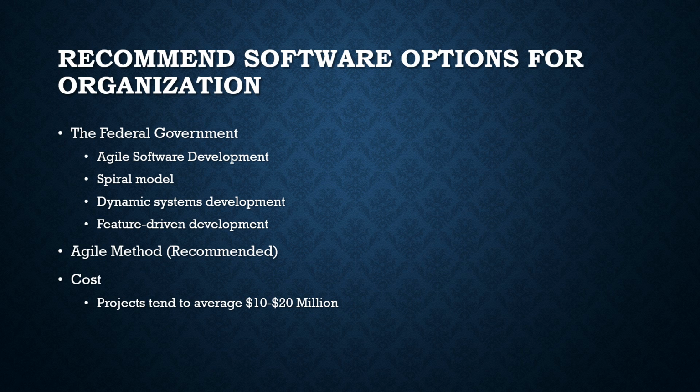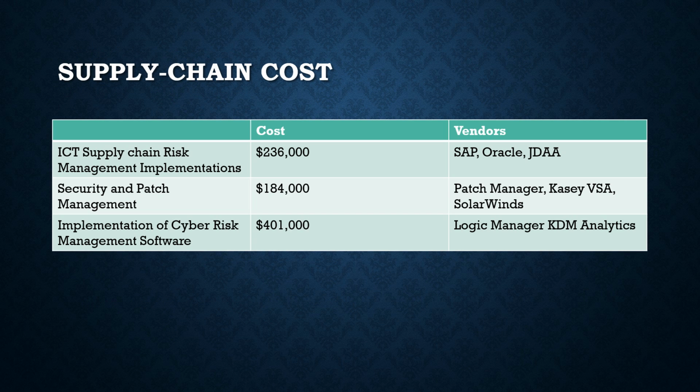The cost of the projects tends to average $10 to $20 million. Those are very big projects. However, the results outweigh the cost. So the supply chain cost for the ICT supply chain risk management implementations is $236,000, with vendors being SAP, Oracle, JDA.